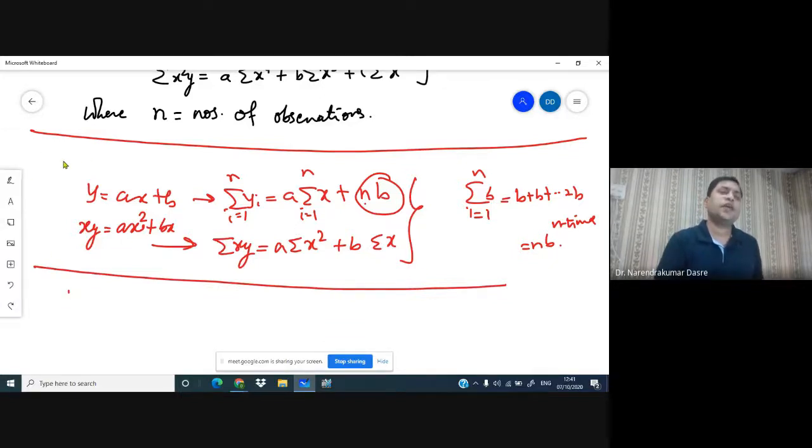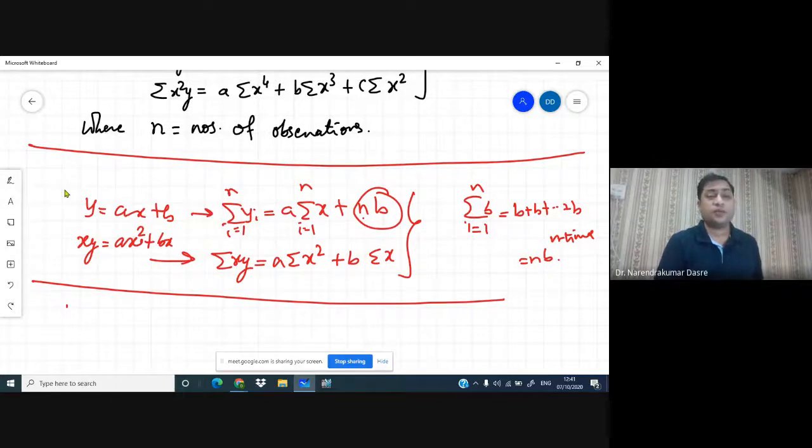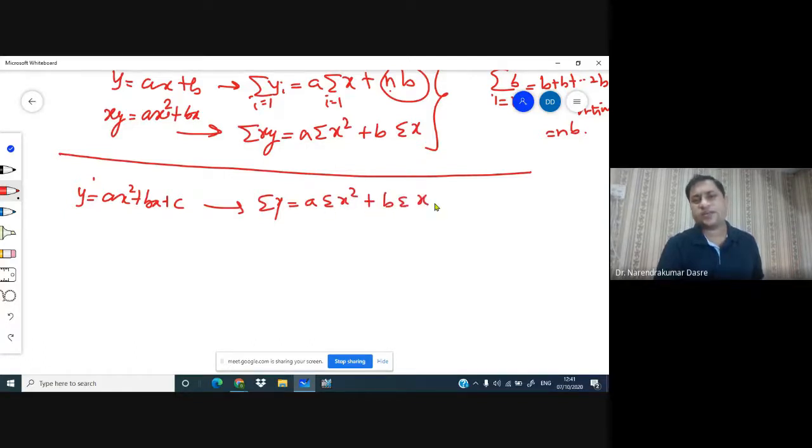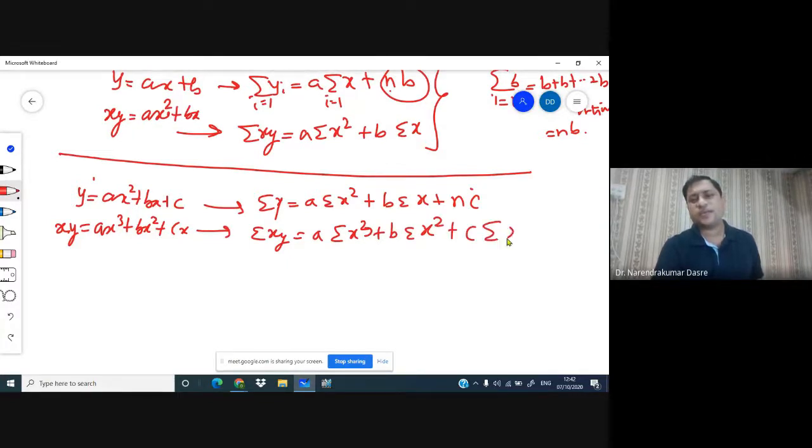Now let's see the normal equations for the parabola. What is the curve we have? The parabola is y is equal to ax square plus bx plus c. So take the summation: we have summation y equals a times summation x square plus b times summation x, and as we got nb before, here we get nc. Then multiply this by x. So xy equals ax cube plus bx square plus cx, and take the summation. So summation xy equals a summation x cube plus b summation x square plus c summation x.